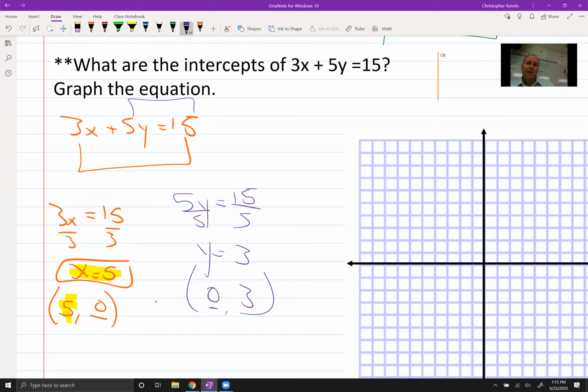Super easy to graph. Now that I have this information all together, we said y is 3. 1, 2, 3. Whoop, there it is. x is 5. 1, 2, 3, 4, 5. That's my graph. Okay. That's a whole lot easier than subtracting 3x and dividing by 5 and then trying to work with negative 3/5 and all that stuff. Right? Use the equation the way it's given to you.